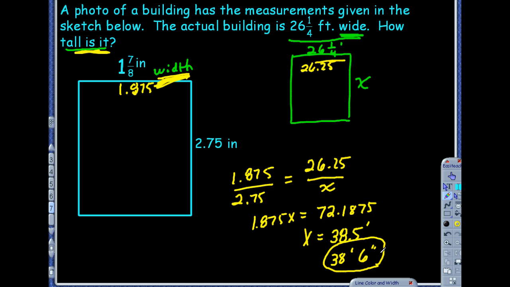Guys, think logically here. It's obviously going to be taller than the actual photo. And it's also the fact that you're talking about how tall it is, it's going to be taller than the width. So you should expect something larger than the 26 and a fourth feet.